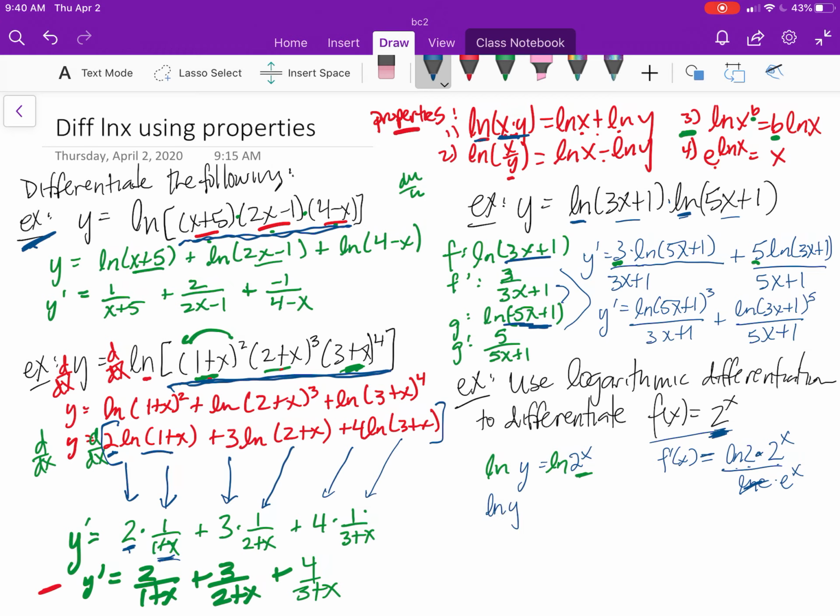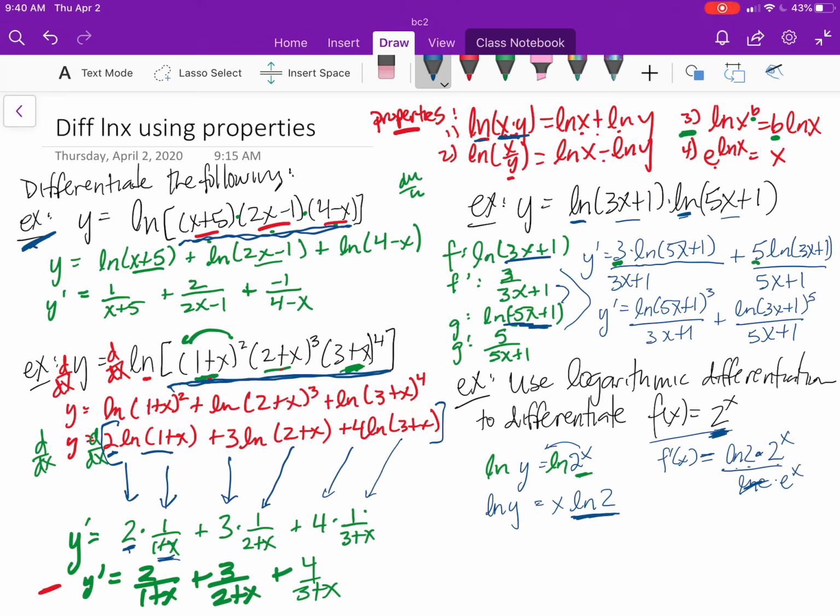Now, why can we figure it out? Because the property says now I could bring that x down. And ln 2 is just a constant, right? If I plug that in a calculator, it'd give me some number less than 1. I don't know exactly what it is, 0.07 or 0.7 or something like that. Doesn't matter.